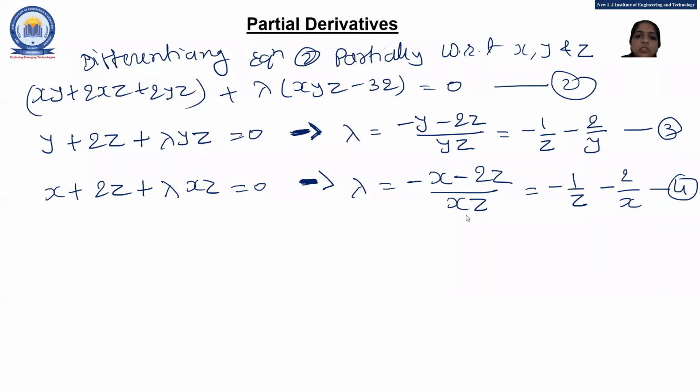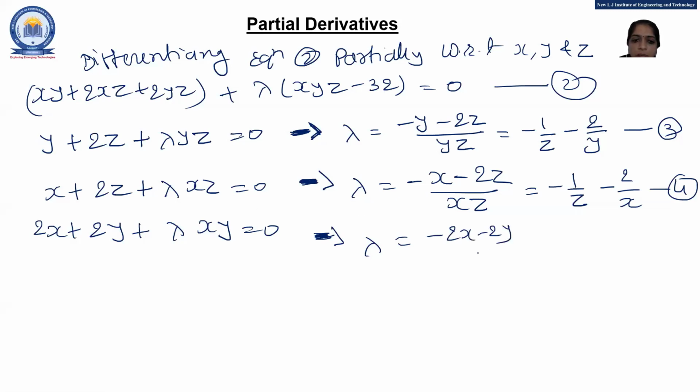Okay, Ishika. So now let's move with the partial derivative with respect to z. The derivative with respect to z of this first bracket is 2x plus 2y plus here lambda into xy equal to 0. So implies, if I keep lambda as subject, then here minus 2x minus 2y upon xy. So this is minus 2 upon y, and here minus 2 upon x. This is my equation 5.